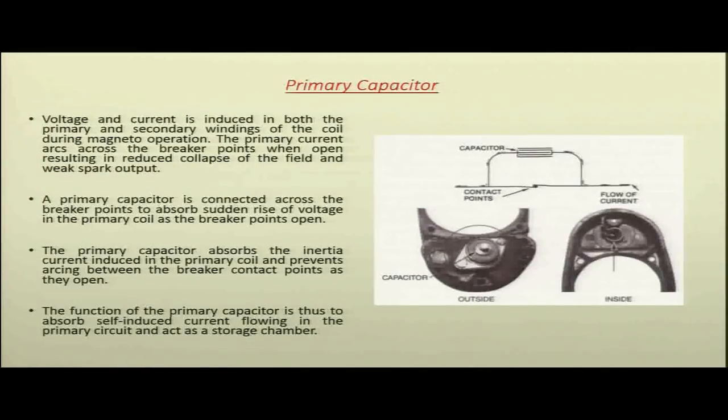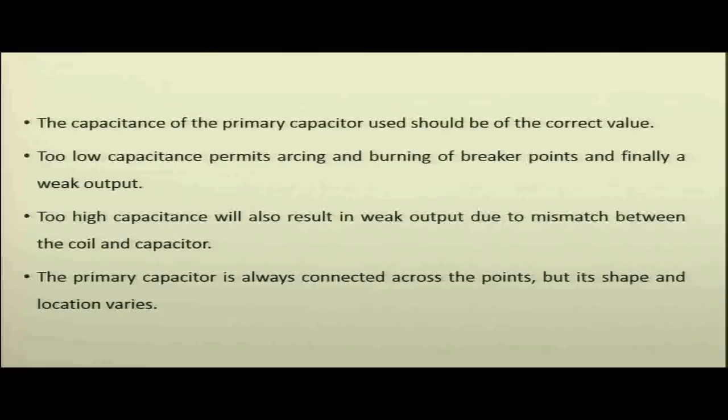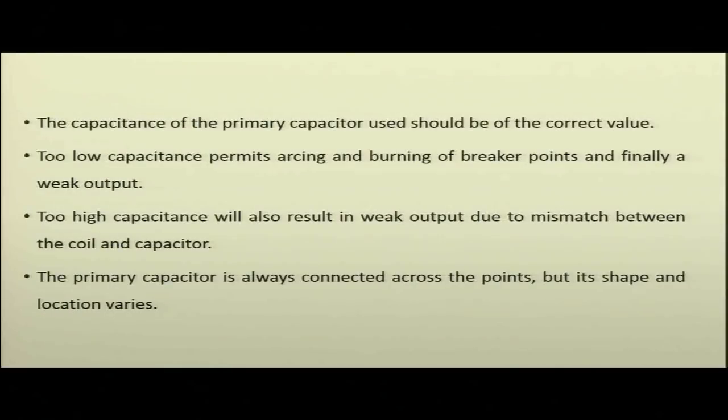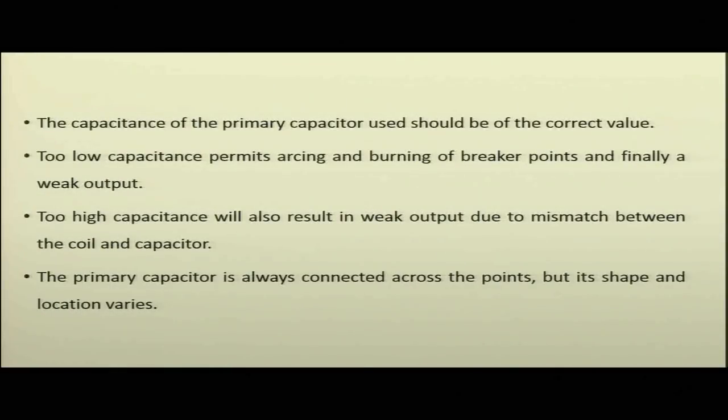The capacitance of the primary capacitor used should be of the correct value. In case too low a capacitor is being used, then it will permit arcing and burning of the breaker points, and finally a weak output will result. In case the capacitor is of a very high capacitance, it will also result in weak output due to mismatch between the coil and the capacitor.